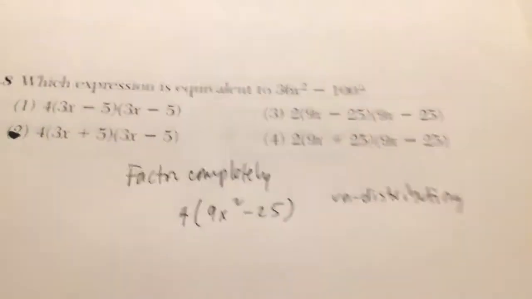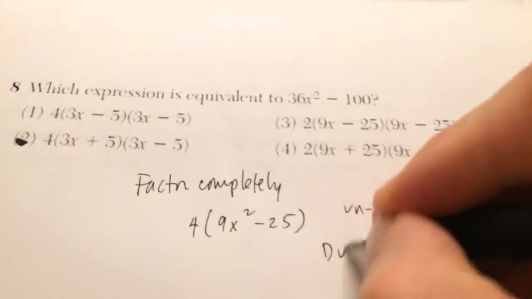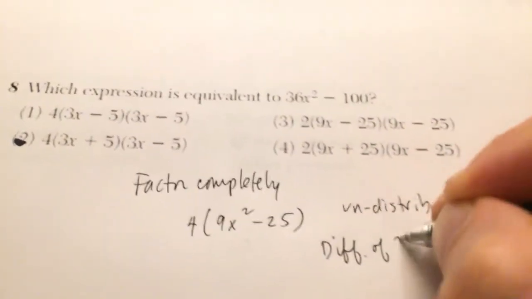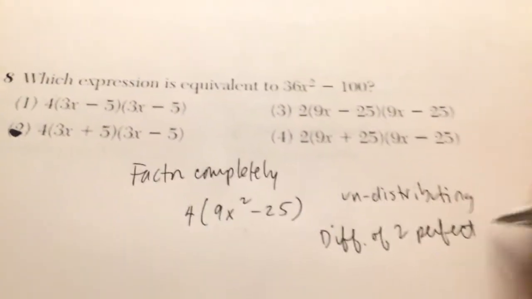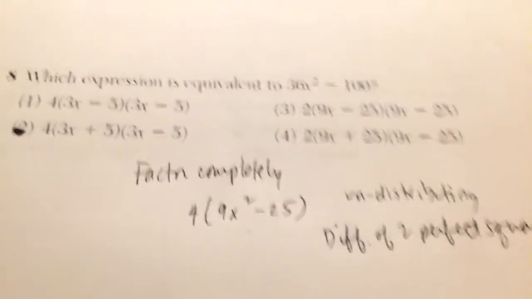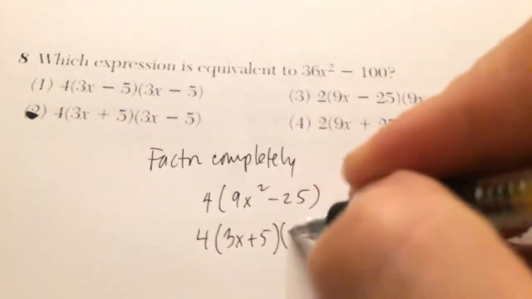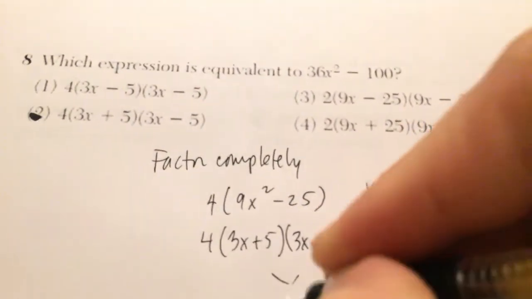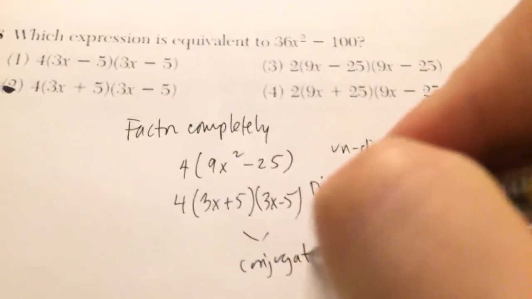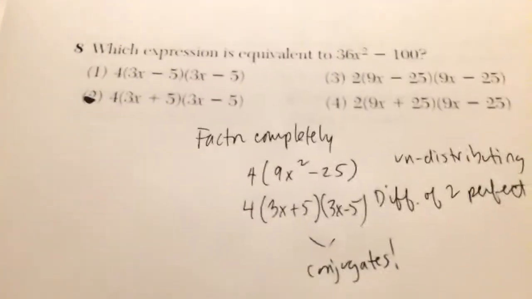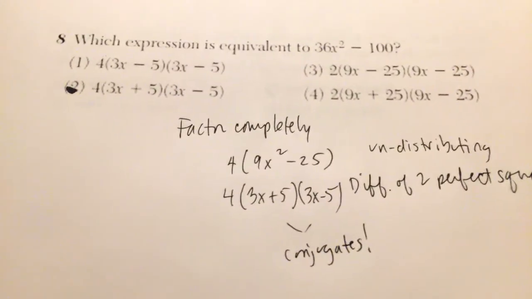This situation right here, 9x squared minus 25, is the difference of two perfect squares. So I can factor that with 3x plus 5 and 3x minus 5. These are called conjugates. Okay, and there will always be conjugate factors. So if you notice, it matches our choice number 2.